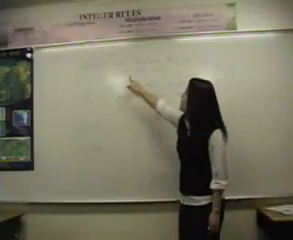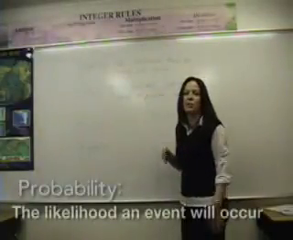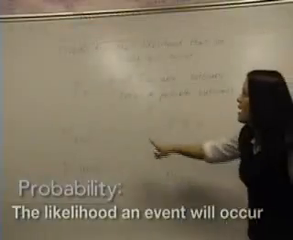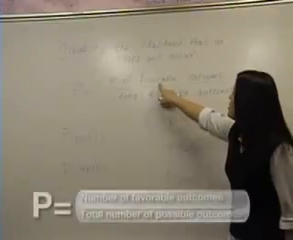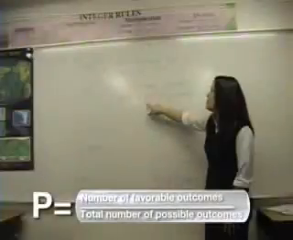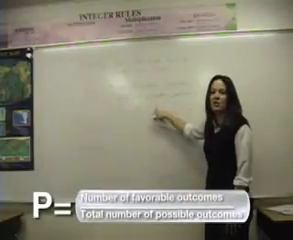Okay, today we're going to be learning a little bit about probability. Probability is just the likelihood that an event will occur, or the chances of something happening. And the way we calculate probability is by using this formula. It's the total number of favorable outcomes over the total number of possible outcomes. So we write probability as a fraction.